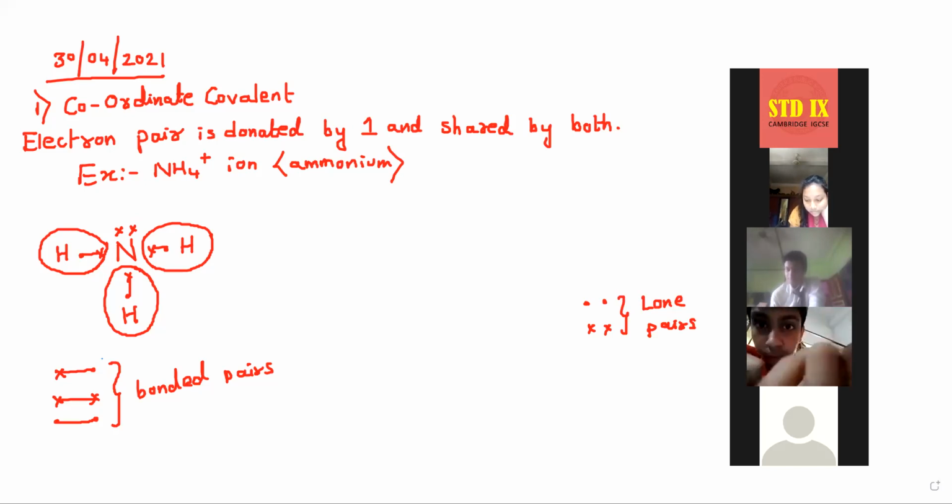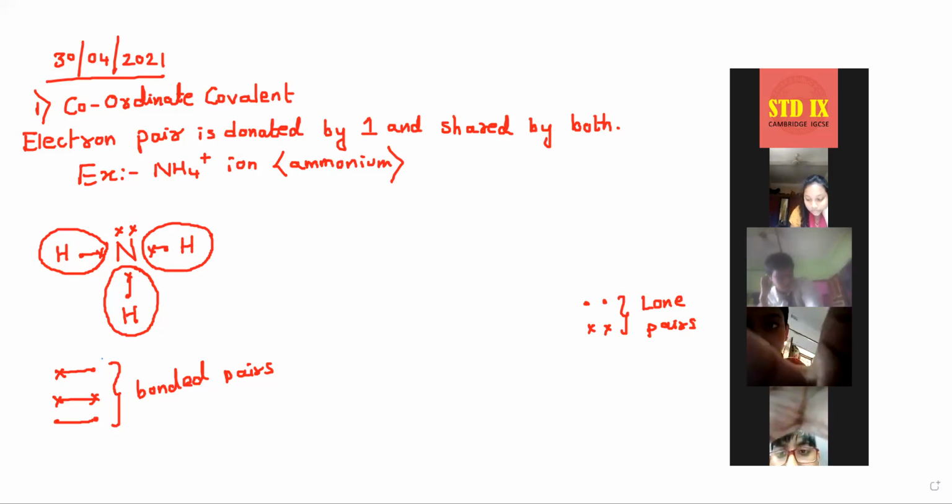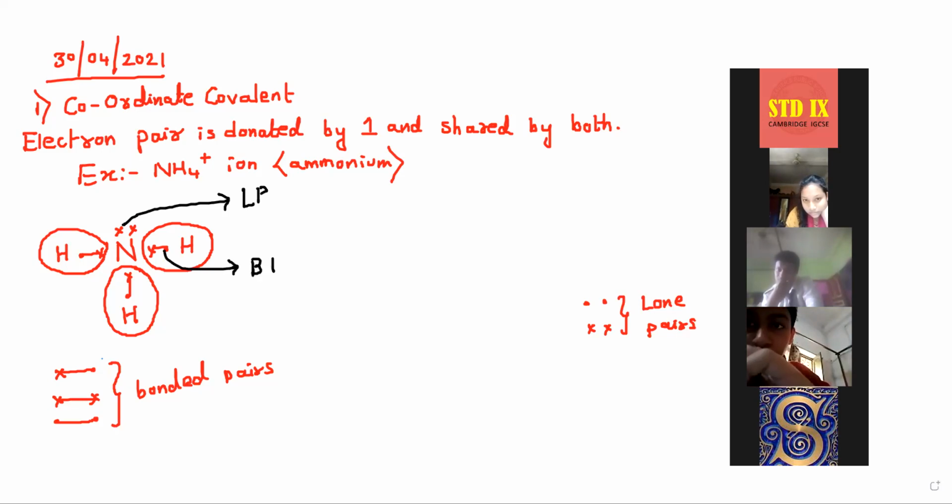The 2x above N is lone pair. Correct. Very good. So this is LP for lone pairs and this is BP for bonded pairs.